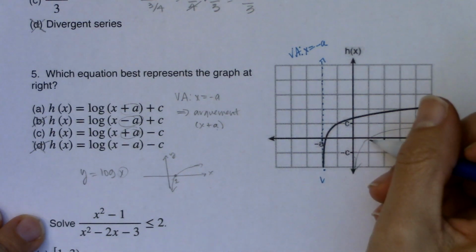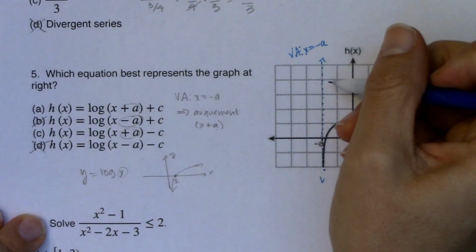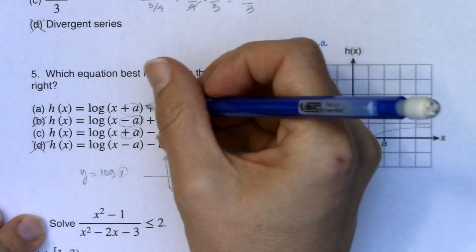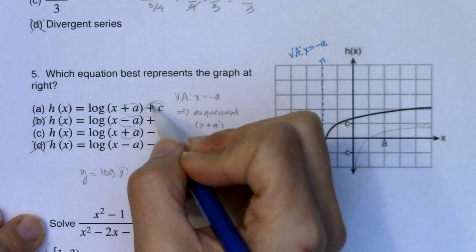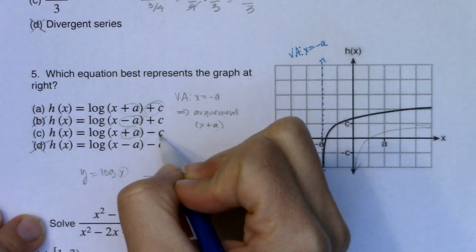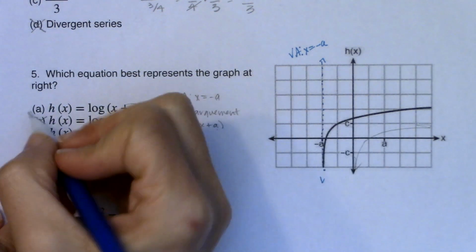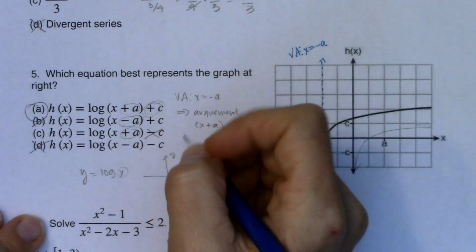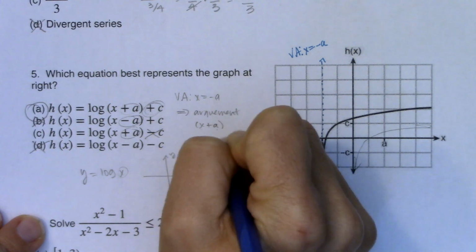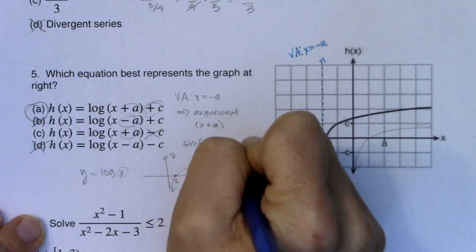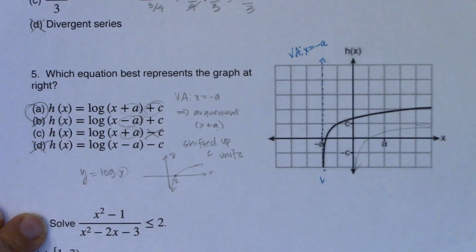And then the other thing I'm noticing is not only was I shifted left, I was shifted up. And if I was shifted up, then I want a plus c, right? So if I'm looking between answers A and C, this has a minus c, this has a plus c. I don't want that one. So my answer is ultimately going to be A, because I'm also shifted up c units. So I've shifted left, shifted up, A winds up being my answer.